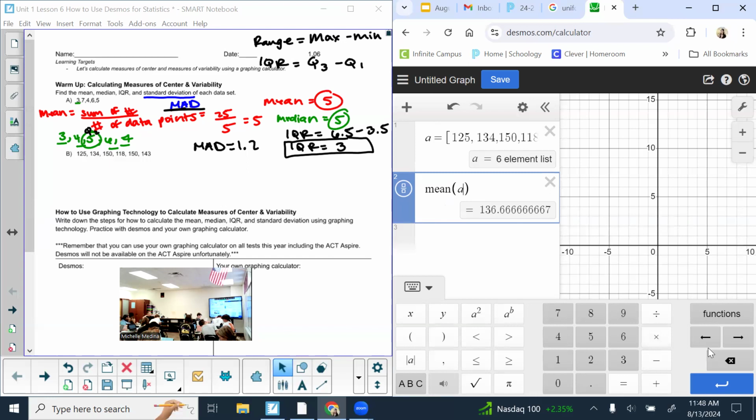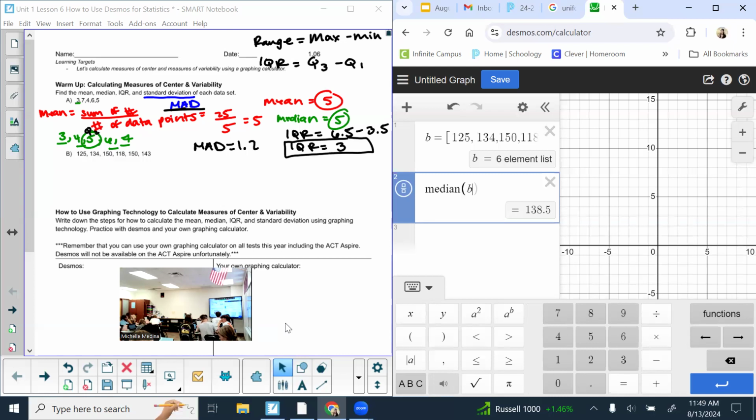Now for median, same thing. Find it in our little functions tab or type it in. Table 8, what is my median for this data set? 138.5. All right, let's see if that is correct. And it is. Without me having to put them in numerical order, without me having to do any other math or know any other vocabulary, I just have to know how to use my graphing calculator.